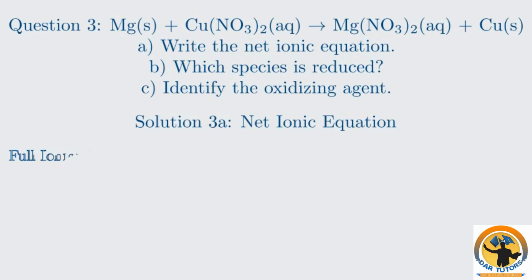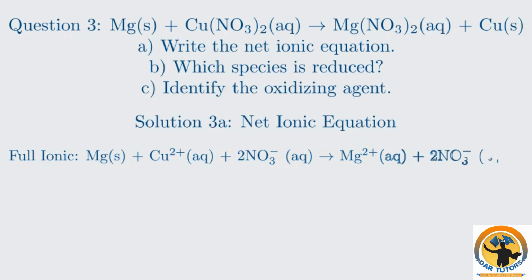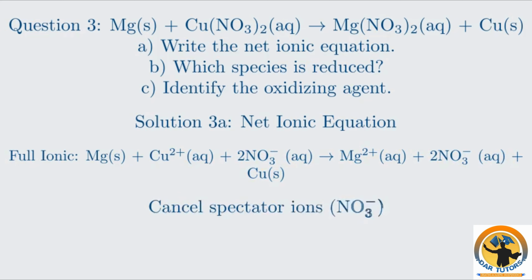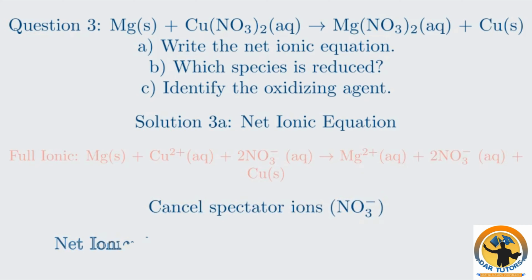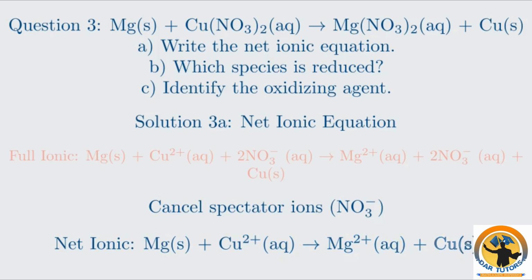Magnesium is solid, so it stays. Copper nitrate is aqueous, so it dissociates into copper(II) ions and nitrate ions. The products also dissociate. We can see that nitrate ions appear on both sides as spectator ions, so we cancel them. The net ionic equation is Mg(s) + Cu2+(aq) gives Mg2+(aq) + Cu(s).